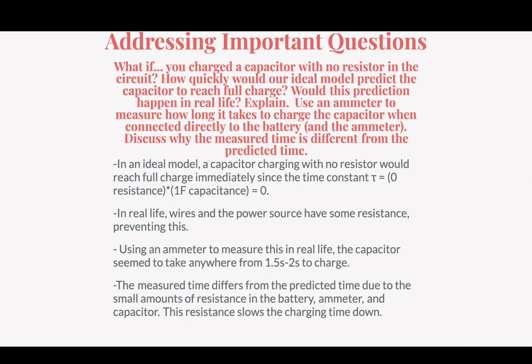In an ideal model, a capacitor charging with no resistor would reach full charge almost instantly, since the time constant, t, would be 0. Using an ammeter to measure this in real life, the capacitors seem to take anywhere from around 1 to 2 seconds to charge. The measured time differs from the predicted time due to the small amounts of resistance in the battery, ammeter, and capacitor.